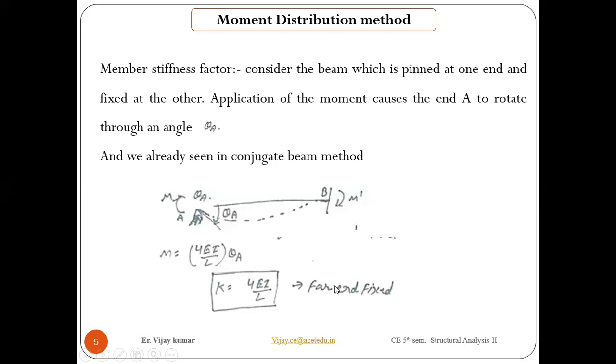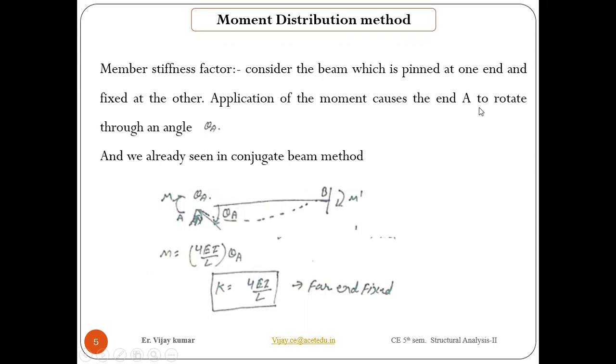So the member stiffness factor is mandatory to find, and by using the member stiffness, we are going to get the values of the distribution factor. That I am also going to see in the further slides. As you can see in this beam, it is a propped cantilever beam, and there is a rotation acting that tries to rotate my beam by theta A. This is the moment acting at the fixed end, M dash. So consider the beam as shown in the picture, which is pinned at one end and fixed at the other end. So there is a pin support, and this one is a fixed support.